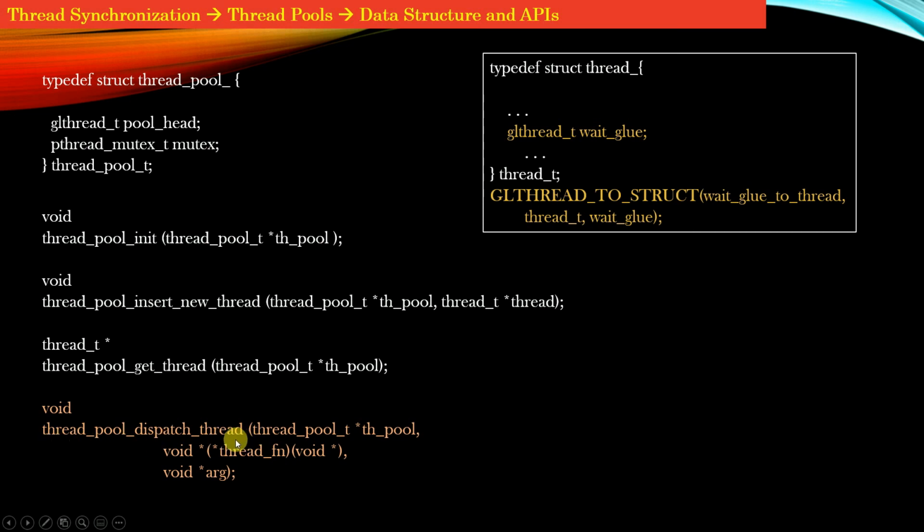We will come back to the 4th API again later, so let us straight away implement the first 3 APIs, which are very simple and straightforward. So in the next lecture video, I will start with the implementation of thread pooling.